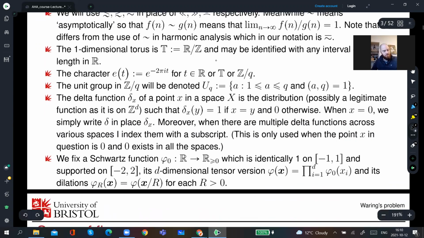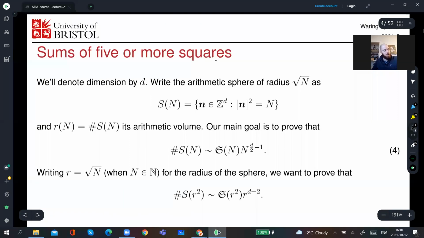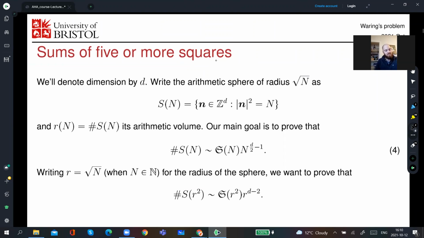Okay, great. So our specific problem is we're counting the number of integer points on a sphere of radius square root of n. And this counting is an arithmetic volume. What I want to argue throughout today is that the main term is a product of a bunch of other volumes, those volumes being a real volume and a bunch of p-adic volumes.